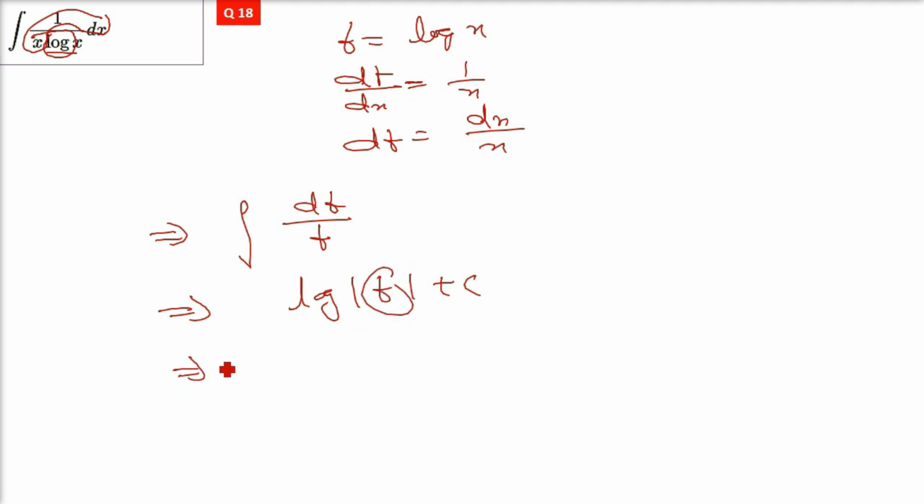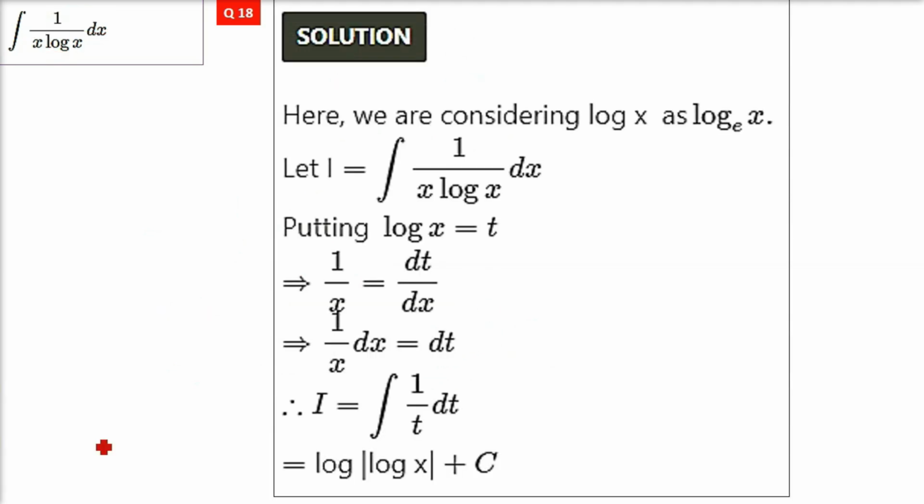T replaced by log x because you have introduced it by yourself. So log x, but it has to be inside the modulus, plus constant of integration. So this is how it will be made. So just write this here, putting all this you have to write by yourself. All the symbols, make it proper, right?